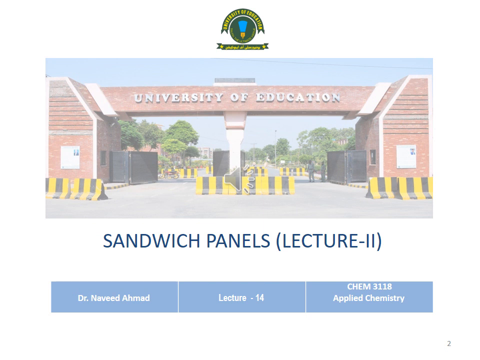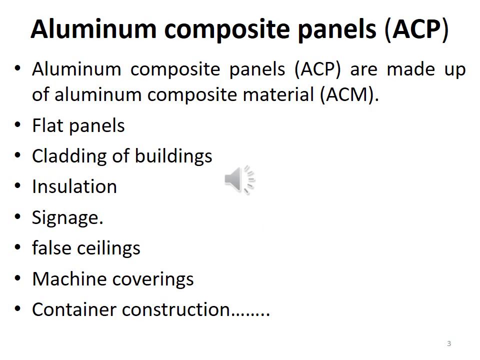These two types were discussed in the first lecture, and in this second lecture we will be discussing aluminum composite panels and overall its manufacturing, how we can manufacture sandwich panels and its application in different fields. The third type of sandwich panel is aluminum composite panel.